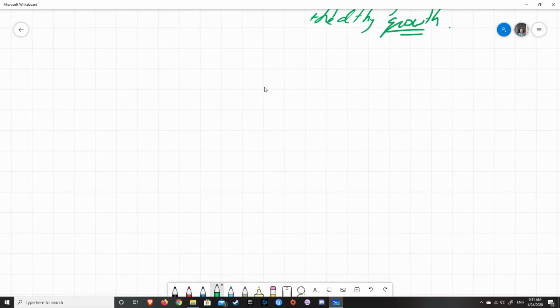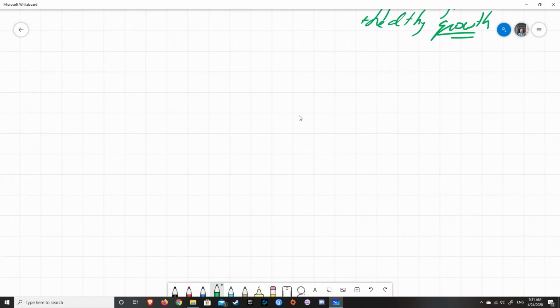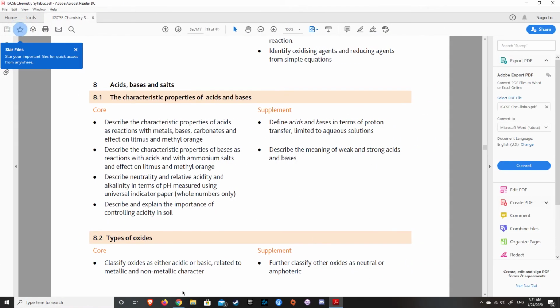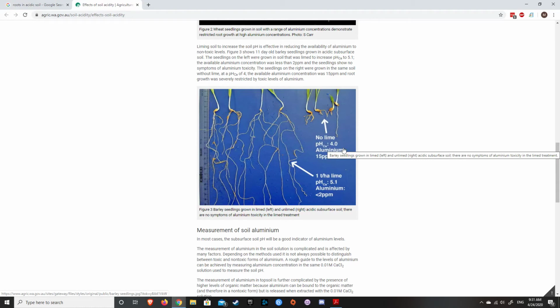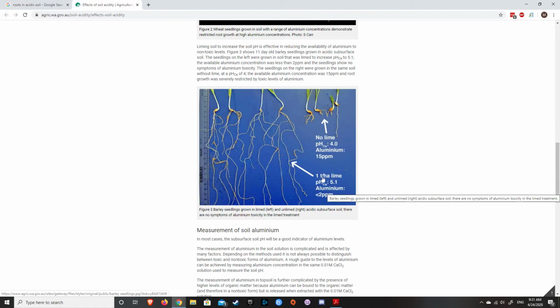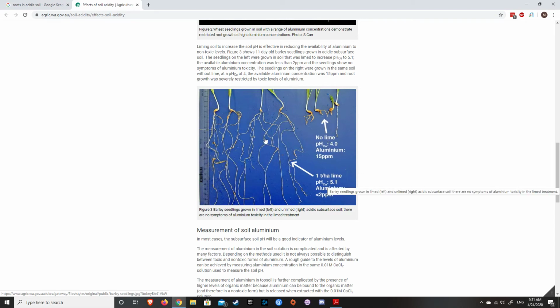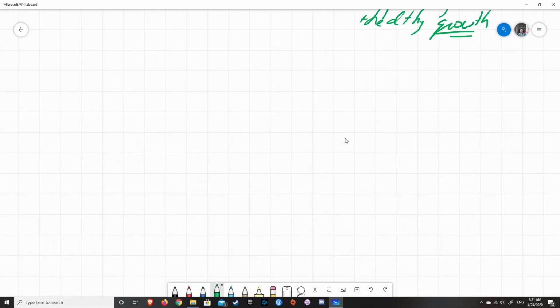So let's look really quickly at this extra diagram that I found. Right here, this is in acidic soil, and this is in a soil whose pH is tailored towards the optimal pH of the plant. You can see that a 1 pH difference, a 10 times difference in concentration, greatly affects the root growth of plants, and plants require their roots.